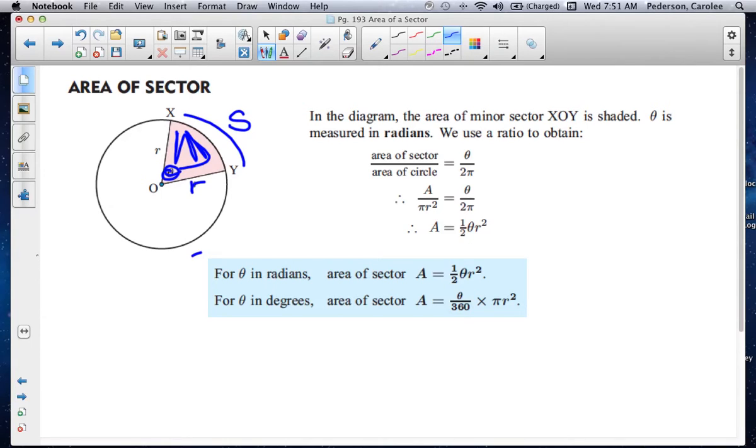There are two formulas that I want you to write down in your notes. One is in radian measure, and there's your area, and one is in degree measure, and there's your area formula. Go ahead and pause and write down those formulas.